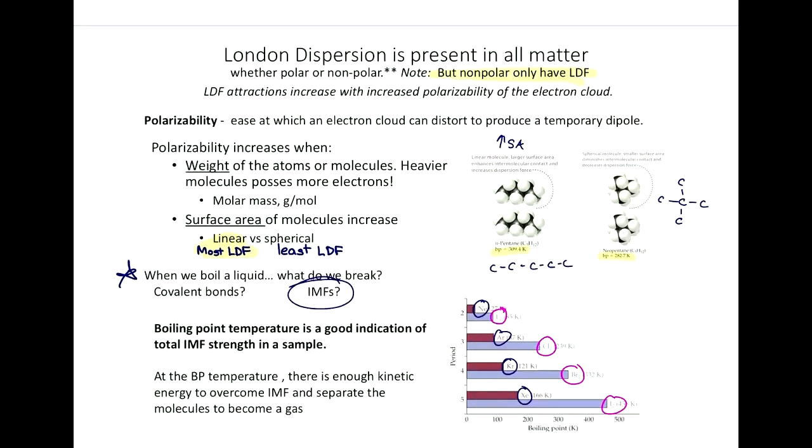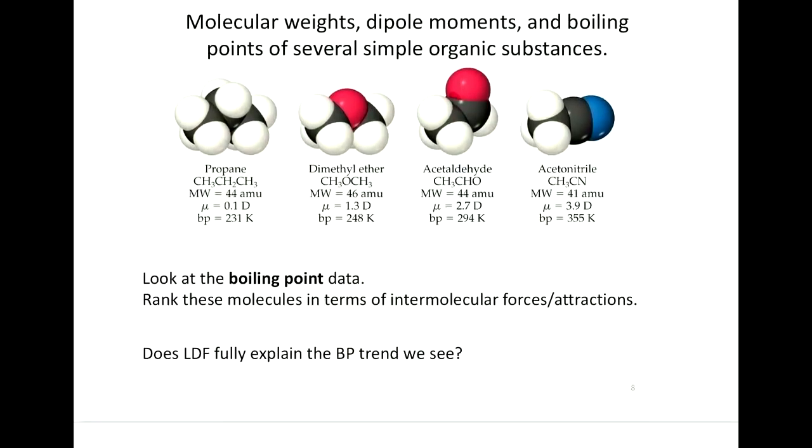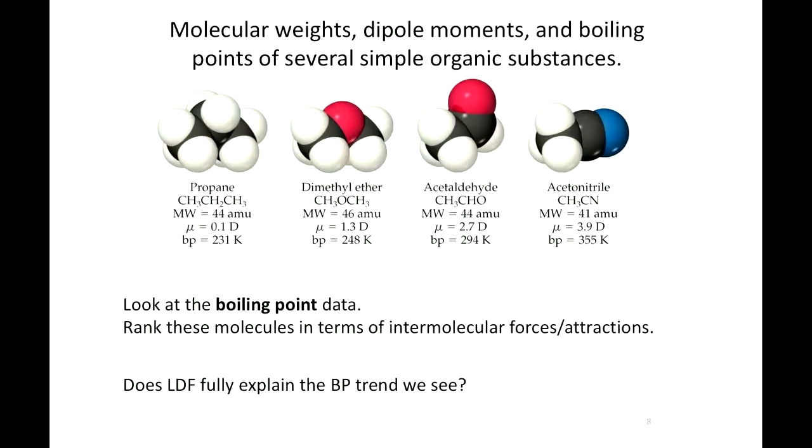Okay, so that is London dispersion. It's present in all matter, but it's especially important in nonpolar compounds. Okay, so let's look at some other examples. Remember, boiling point temperature is a good indication of IMFs. So let's look at the boiling point data of these four molecules: 230 Kelvin, 250 Kelvin, 290 Kelvin, 350 Kelvin. So we see that boiling point temperature is increasing as we go left to right.